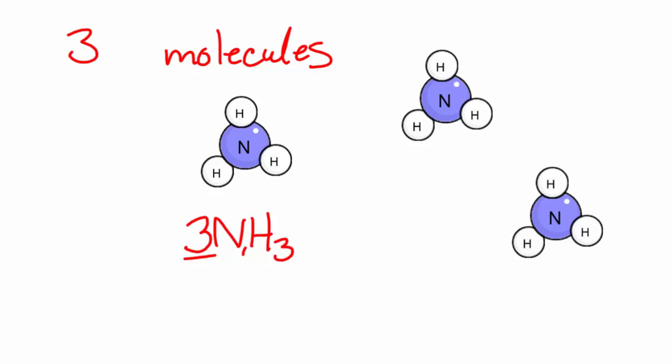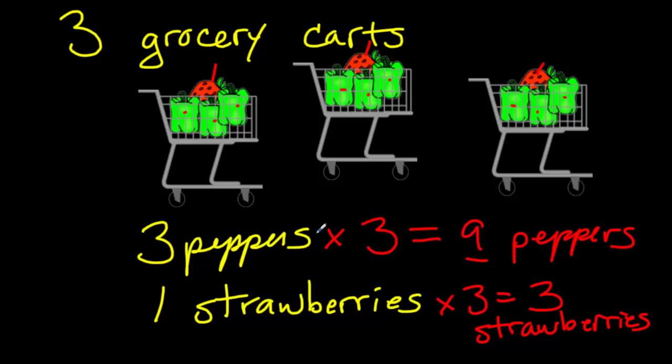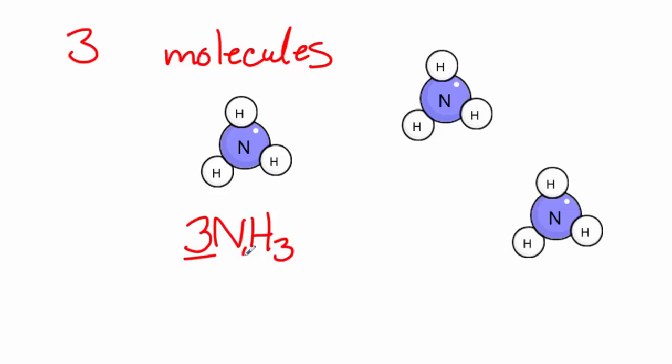Now, just like back here, we multiplied 3 peppers times 3 because we had 3 grocery carts. We're going to do the same thing here. So how many nitrogen do I have overall? Well, I have 1 nitrogen in every molecule, and I have 3 molecules. So 1 times 3, I have 3 nitrogen atoms.